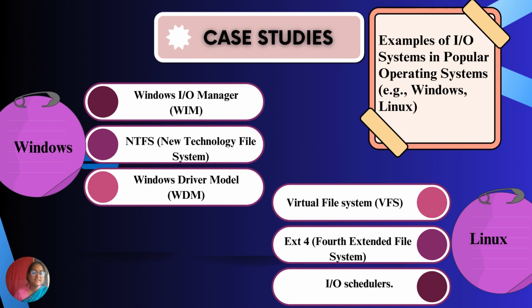Here are the case studies of input output devices. I try to present examples of input output system in popular operating systems such as Windows and Linux. Windows IO includes Windows IO manager, New Technology File System, and Windows Driver Model, and Linux includes virtual file system, fourth extended file system, and IO schedulers.